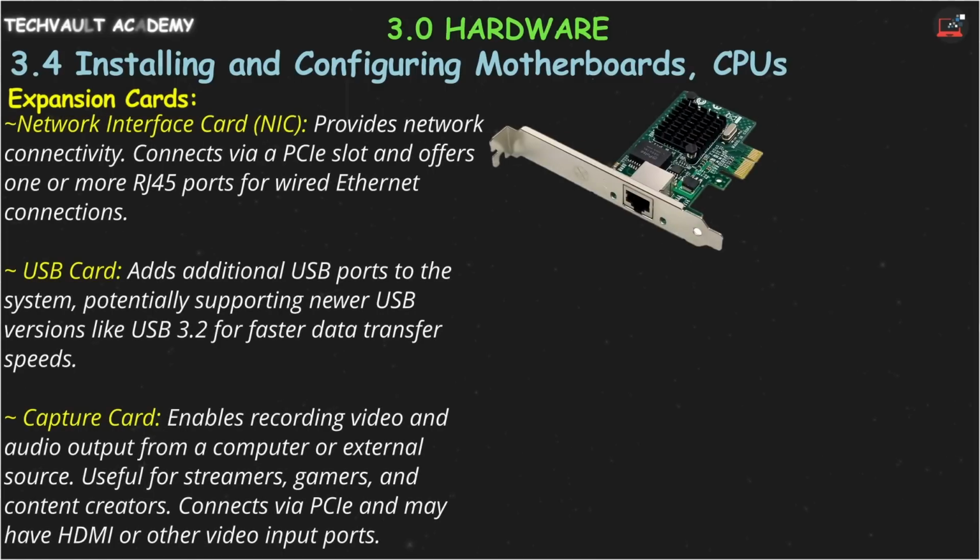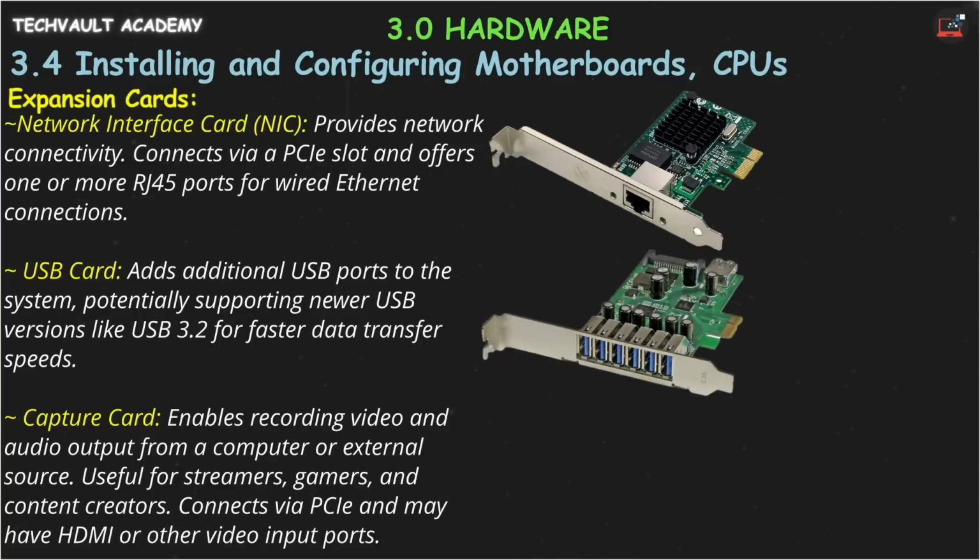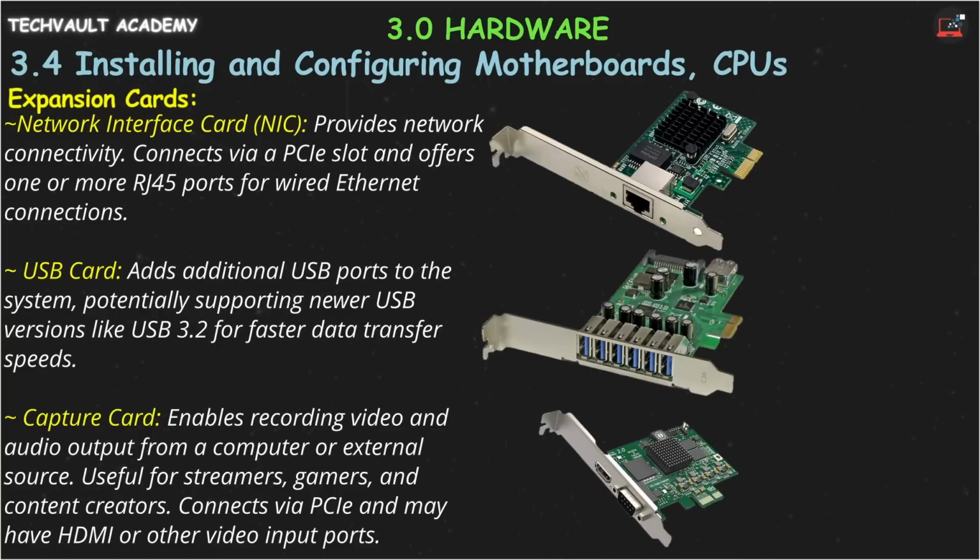Network Interface Card, NIC. Provides network connectivity, connects via a PCIe slot, and offers one or more RJ45 ports for wired Ethernet connections. A USB card adds additional USB ports to the system, potentially supporting newer USB versions like USB 3.2 for faster data transfer speeds. A capture card enables recording video and audio output from a computer or external source, useful for streamers, gamers, and content creators. It connects via PCIe and may have HDMI or other video input ports.